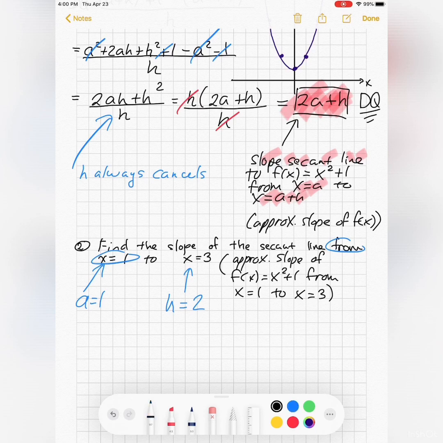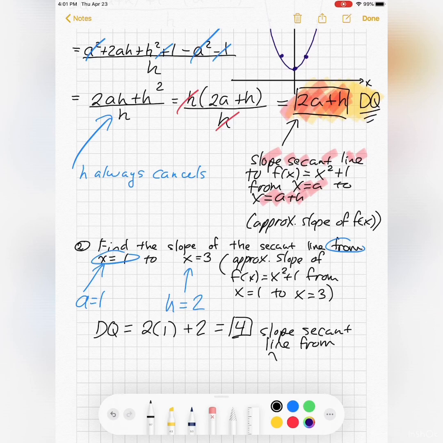So now I'm just going to take those and plug them into my difference quotient formula. The difference quotient would be 2 times a plus h. Oops, and my h is 2. So 4. Okay, so this is the slope of the secant line from 1 to 3.